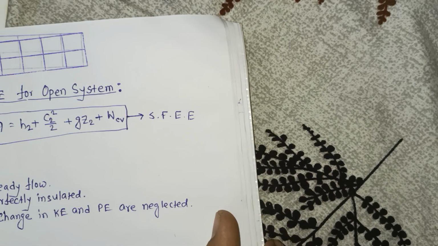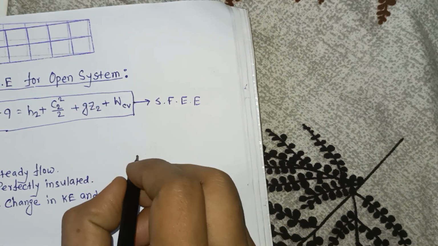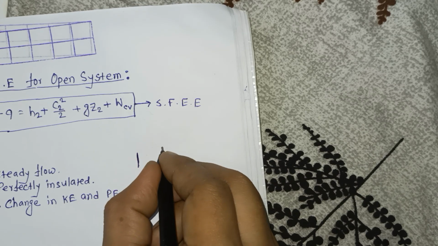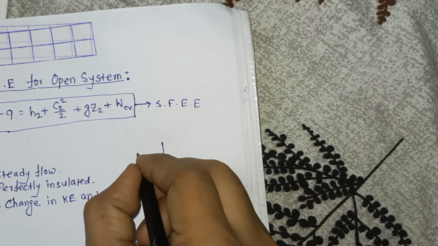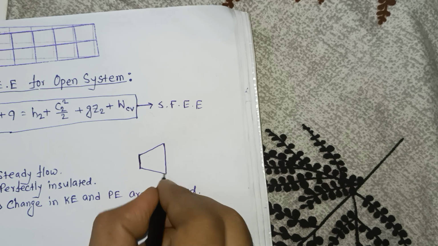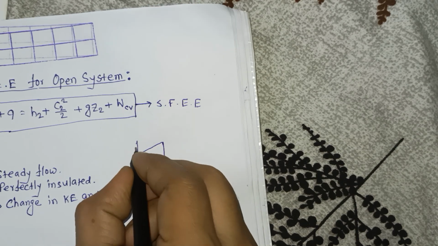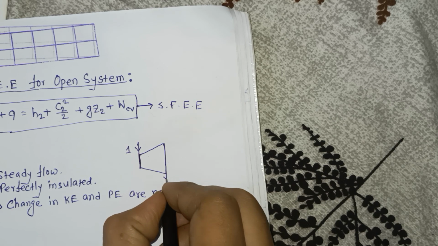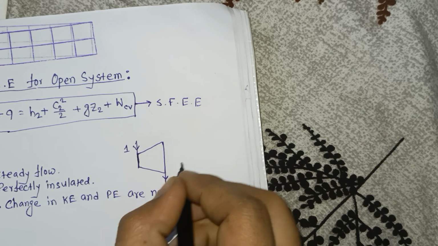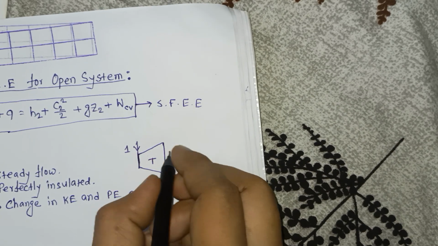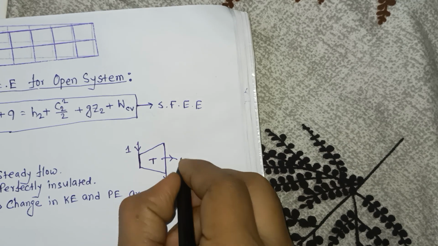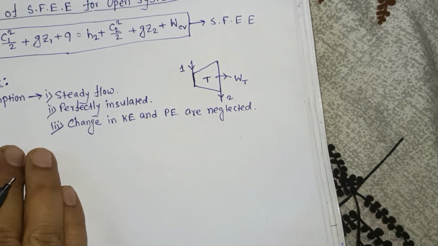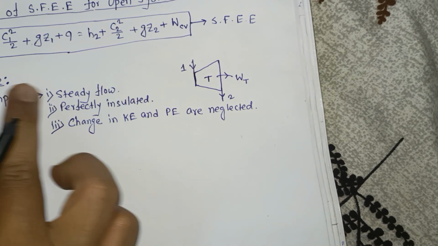What is the turbine symbol? Remember that there is a symbol. So turbine symbol is this. This is the inlet here. This is the symbol of turbine. So here this is the inlet 1 and this is the outlet 2 and this is the turbine T and work done by the turbine, that is WT.